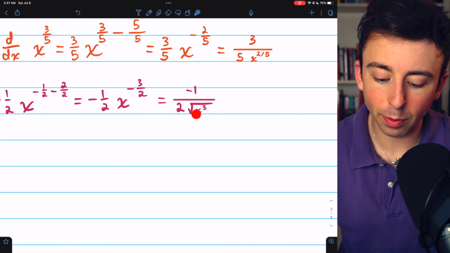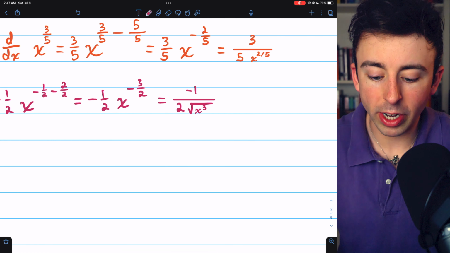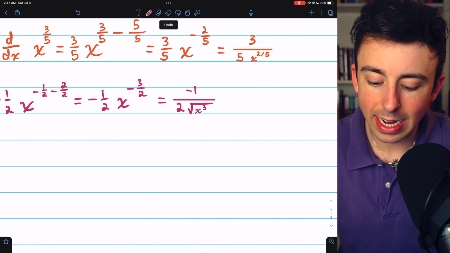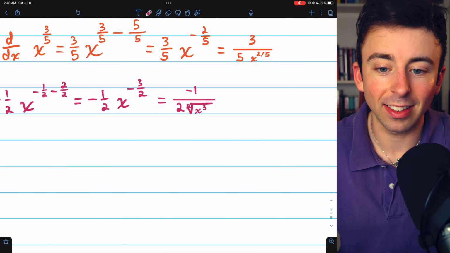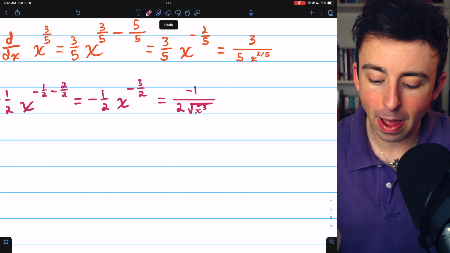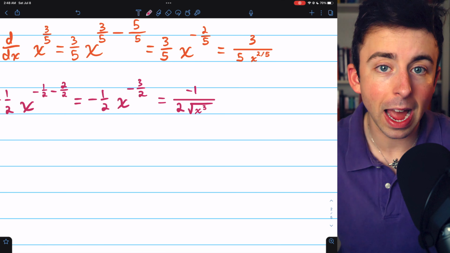And because it's negative, we put it in the denominator. Remember, when you have a rational exponent, the denominator tells you the index of the radical. In this case, that's 2. It's a square root. And the numerator of the exponent tells you the power of x. So that's why we have x to the power of 3.